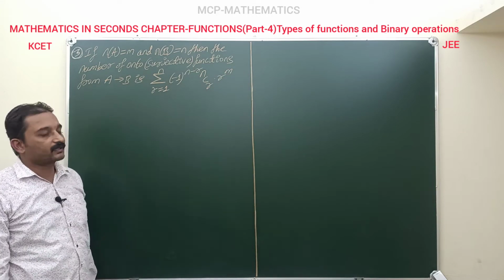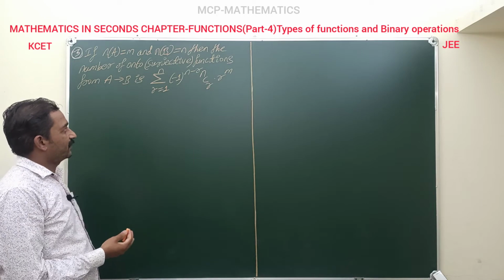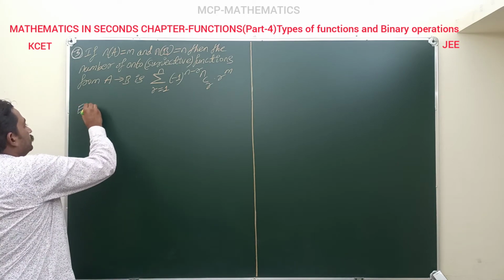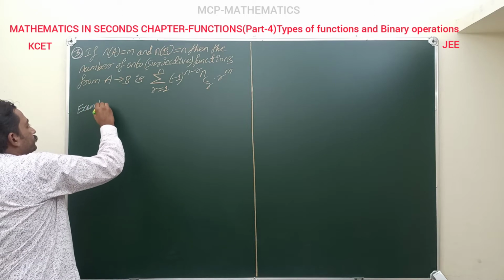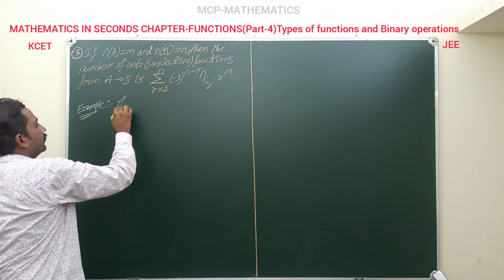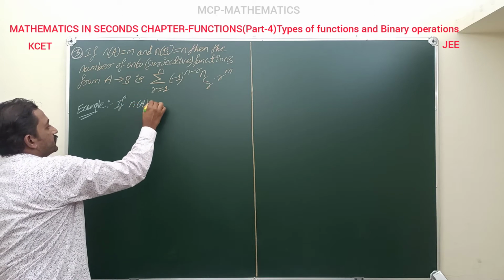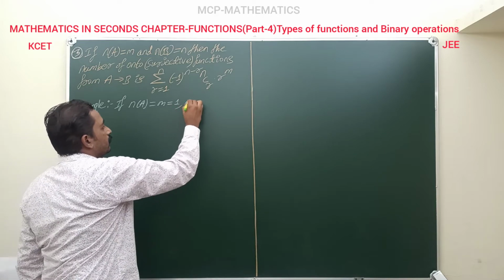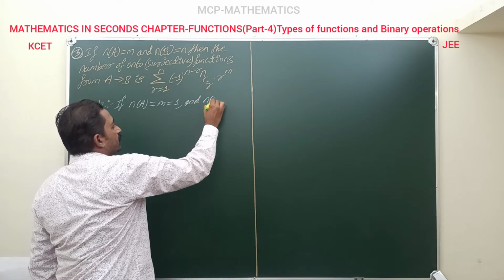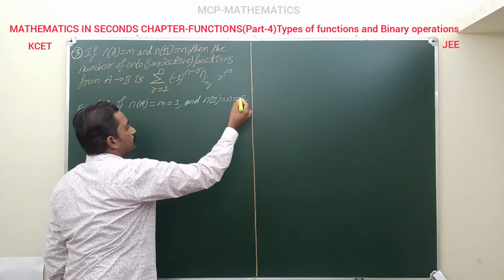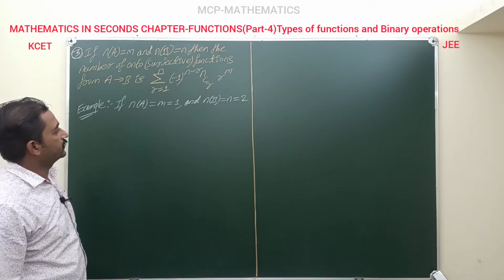So this is the shortcut method. This is the formula once again. Take one example. If n of A is equal to m, nothing but 1, and n of B is equal to n, here in this case we can use 2.